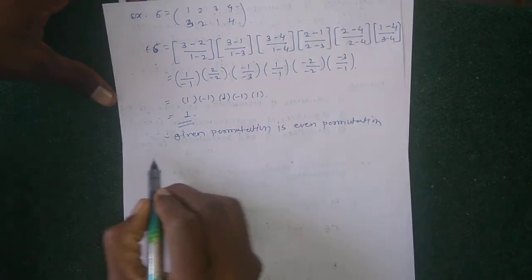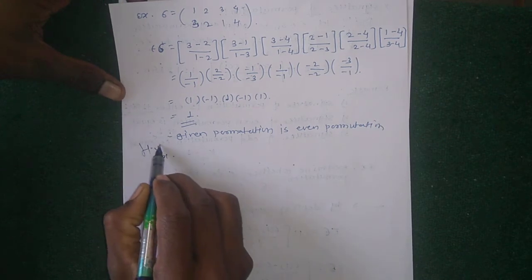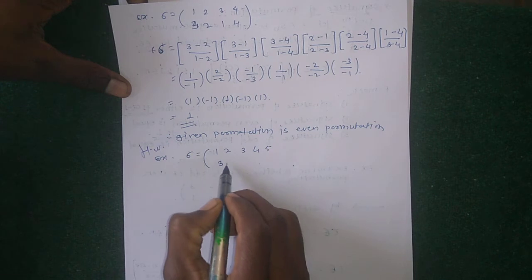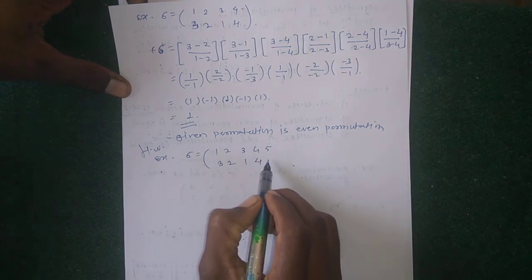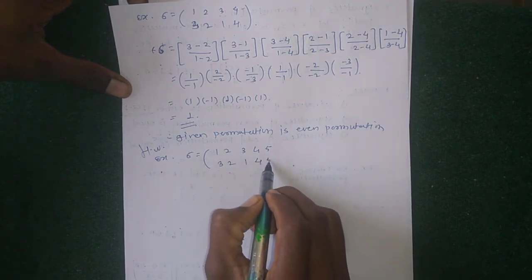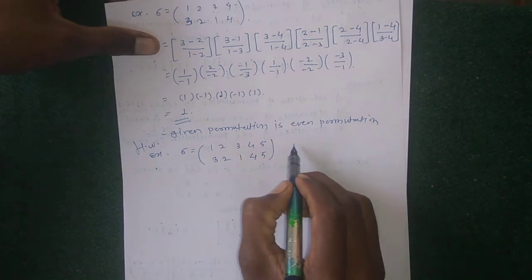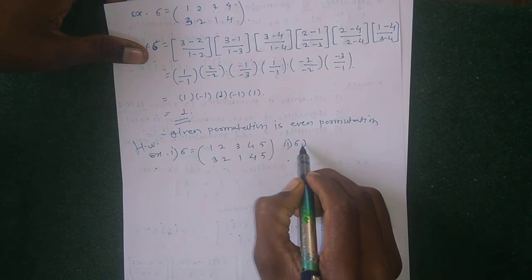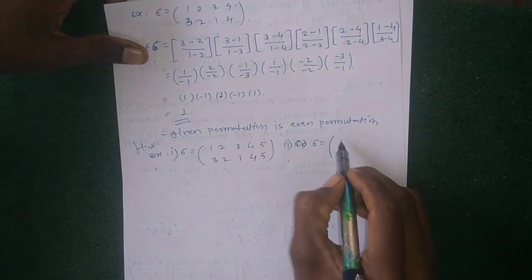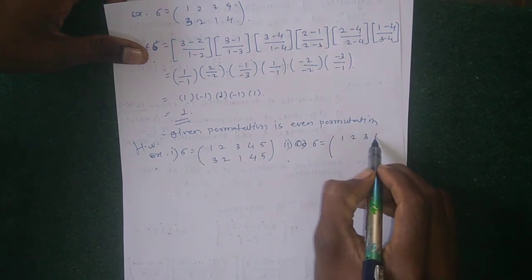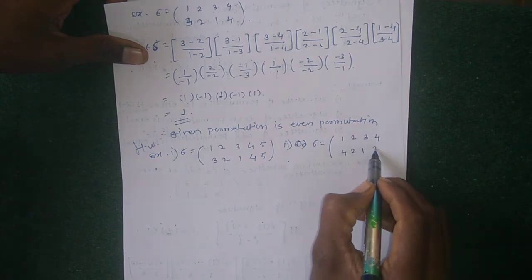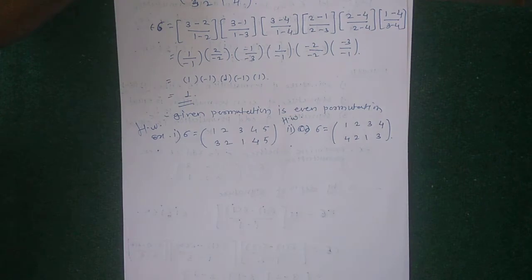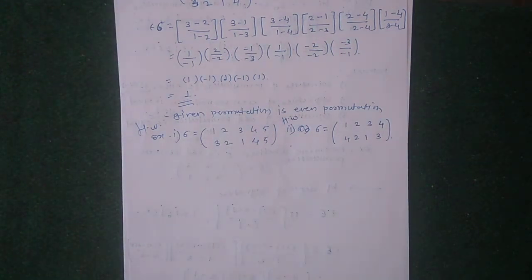Similarly, solve some examples at home. Sigma equals 1 2 3 4 5 3 2 1 4 4 and 5. Then sigma equals, this is the first, this is the second, sigma equals 1 2 3 4 4 2 1 3. Solve these two examples at home to find their signature in a similar way.